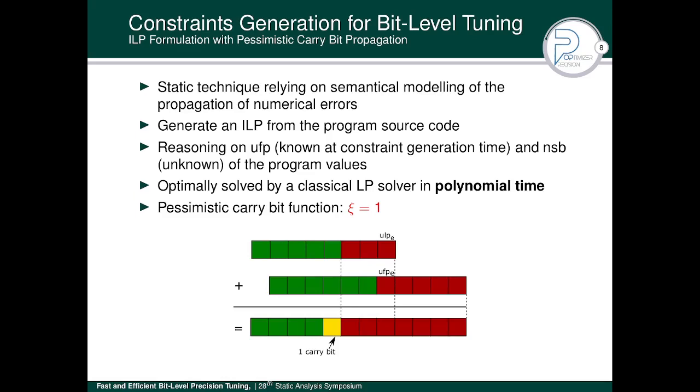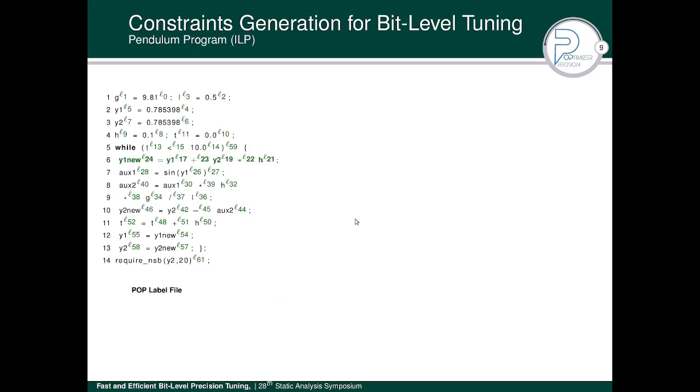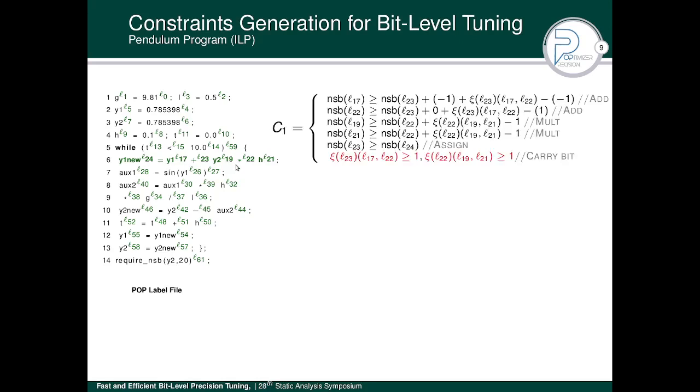At this stage, we need to say that in this ILP formulation, we were pessimistic on the propagation of the carry bit functions. This over-approximation is expressed by the function xi equal to 1. So, if we take again the pendulum program, and if we focus on line 6 of this program, here we have an assignment, an addition, and a multiplication. For this line, POP generates 7 constraints. The first one is for the addition, followed by 2 constraints for the multiplication, 1 constraint for the assignment, and the 2 last constraints are for the over-approximation carry bit function for the addition and the multiplication respectively.